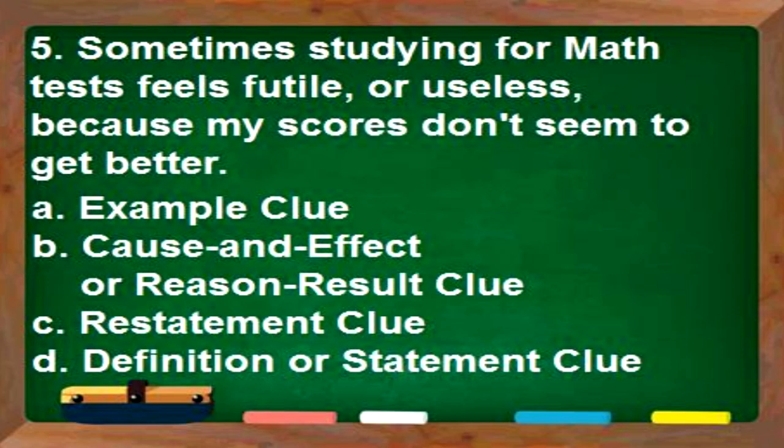5. Sometimes studying for math tests feels futile or useless because my scores don't seem to get better. Which of the following is its type of context clue? A. Example clue. B. Cause and effect or reason result clue. C. Restatement clue. Or letter D. Definition or statement clue.